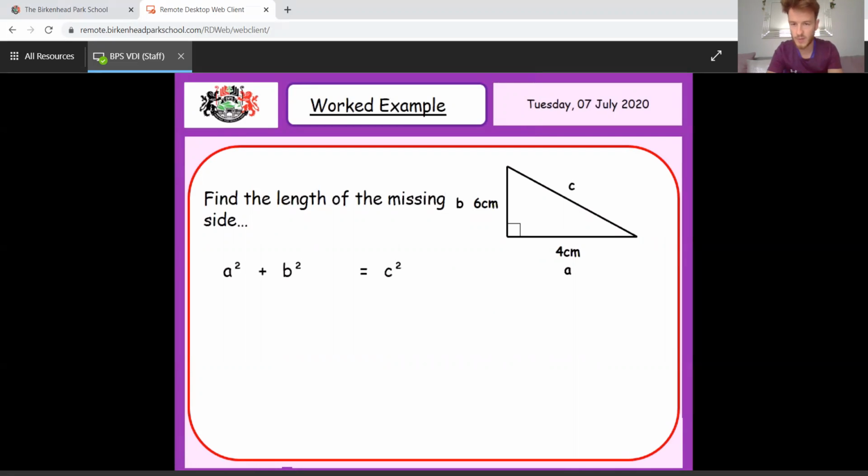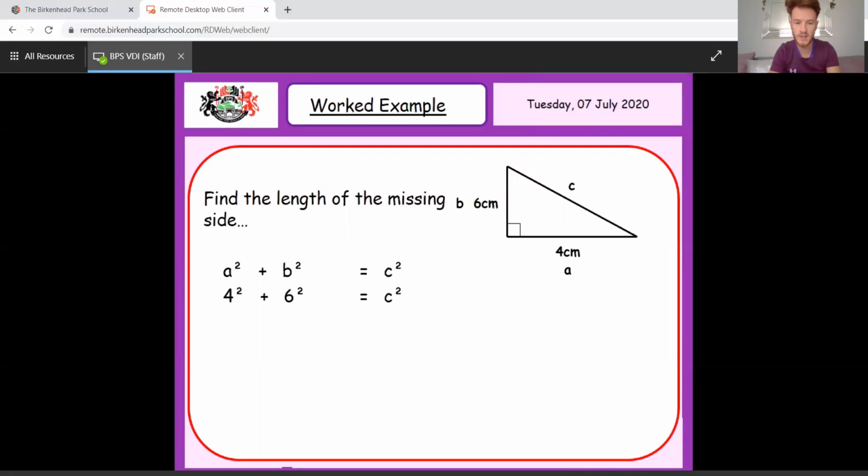I will always recommend to anyone, whether you're in year 7 or year 11, write the formulas out first. If you're answering a question where you need to know a formula, write the formula out first. A squared plus b squared equals c squared will always be my first line of working out.